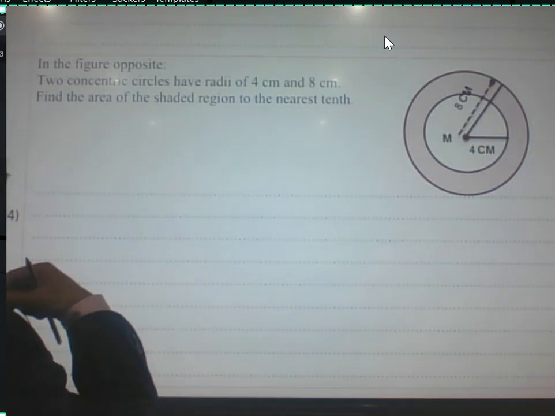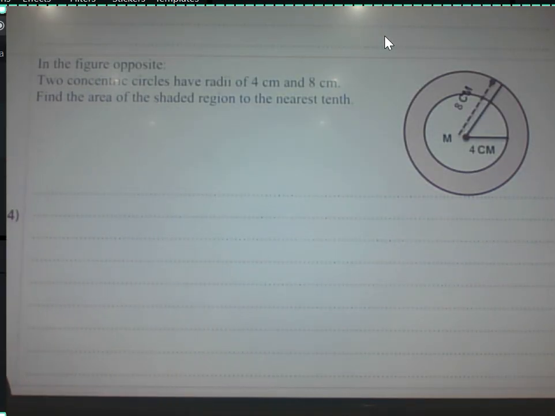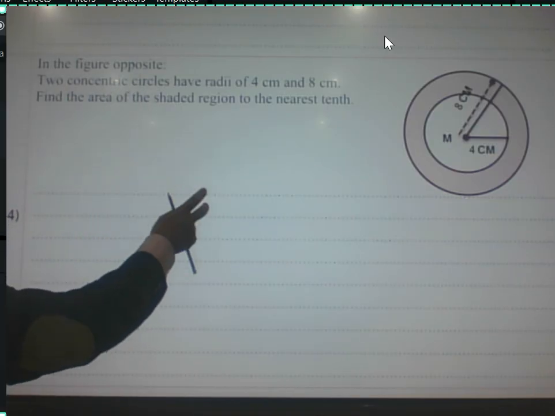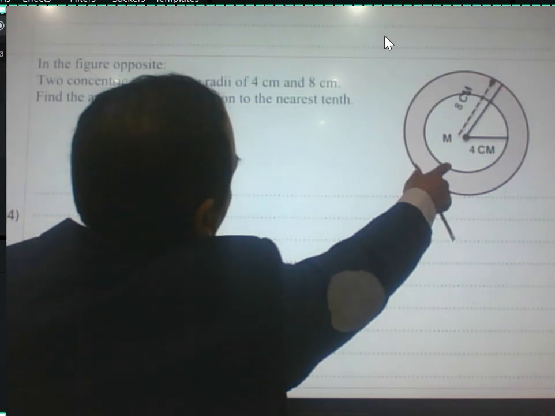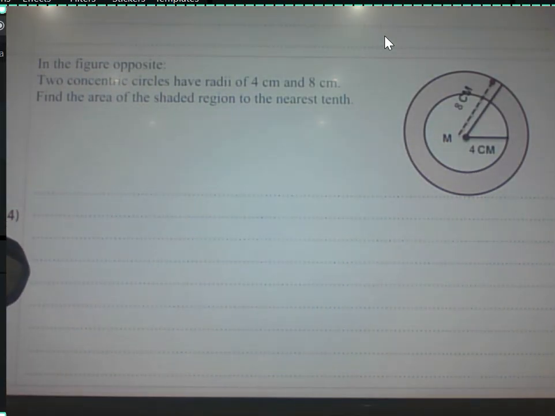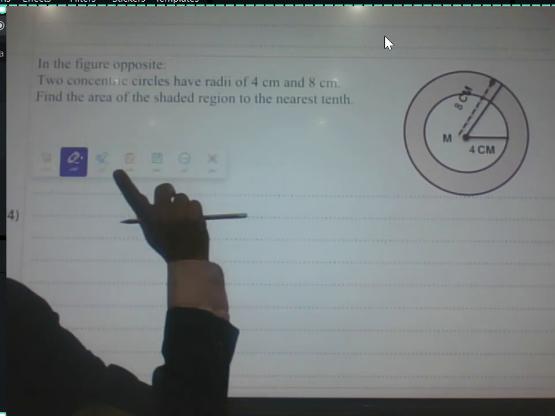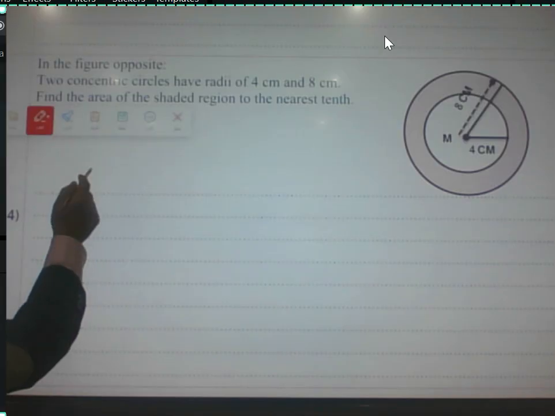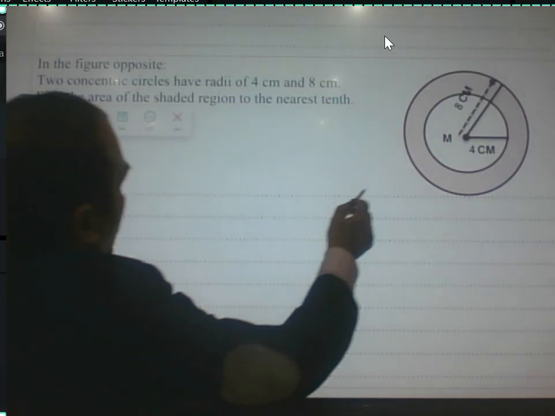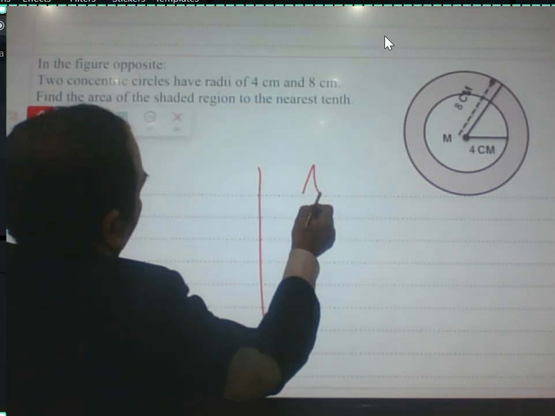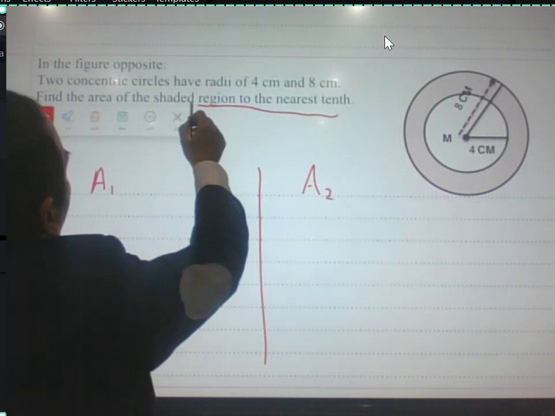Next question here. First step, I will write area 1, because the two figures are concentric and have radii 4 and 8. Can you see the other question? Okay, I will write here: find area 1 and area 2, okay? What about area 1, my students? Who can tell me? Look at here, this is area 1 and this is area 2. You want to find area 1 and area 2 and then find the shaded region.